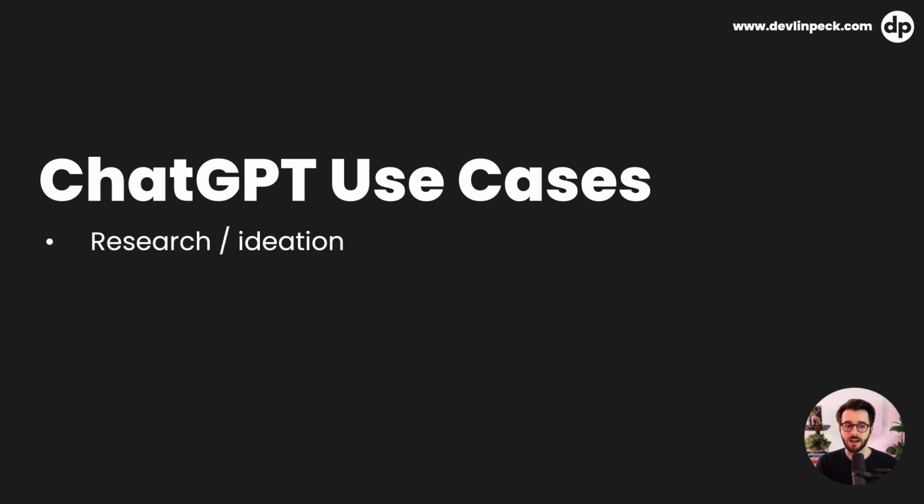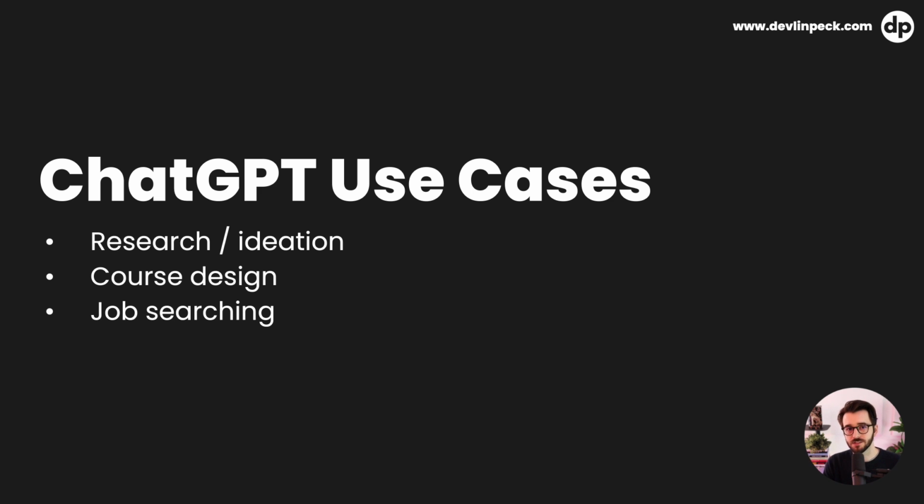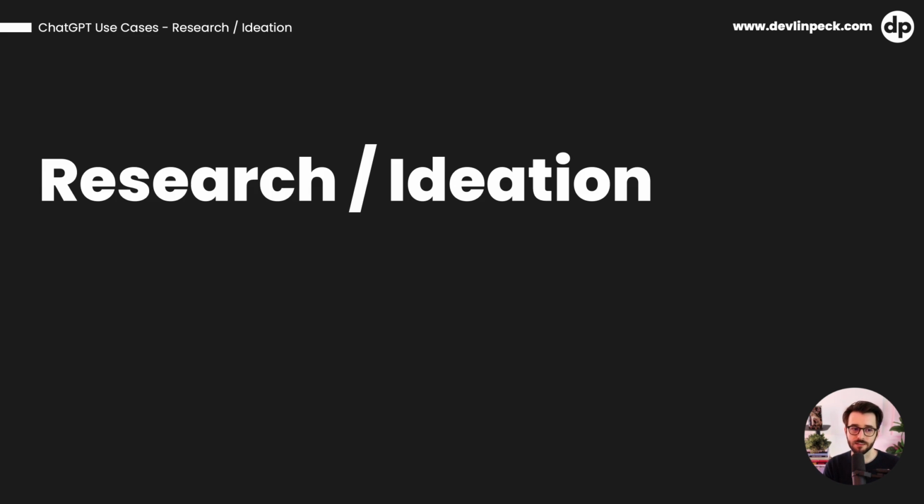So research and ideation, I think that is a great way to use ChatGPT, especially because of some of the limitations we'll get into a bit later. Course design, of course, right? Writing learning objectives, storyboards, all of that good stuff. Job searching and portfolio work, and communication. And we're going to take a deeper look into each one of these 4 primary categories of use cases.